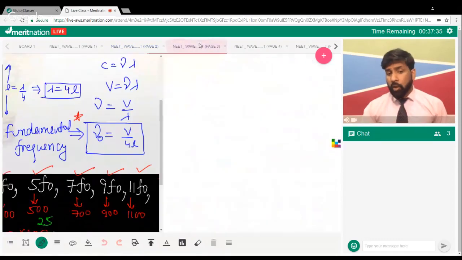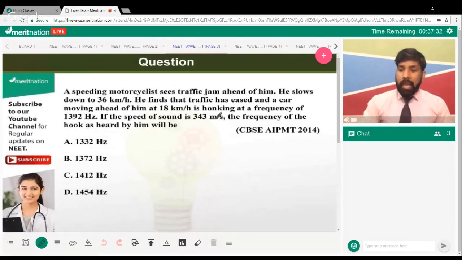So you can see on your screen. This question is entirely based on Doppler's effect. In the last class, we did a few questions based on Doppler's effect as well, and I also gave you the idea about the Doppler's effect in the first session of waves.